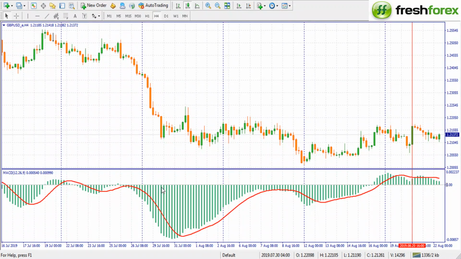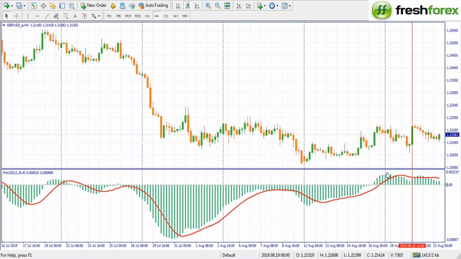We have these green lines, which are called the columns of MACD, and then you also have the red line, which is the signal line. And then there's another one, an invisible line, which is 00. It's marked here.